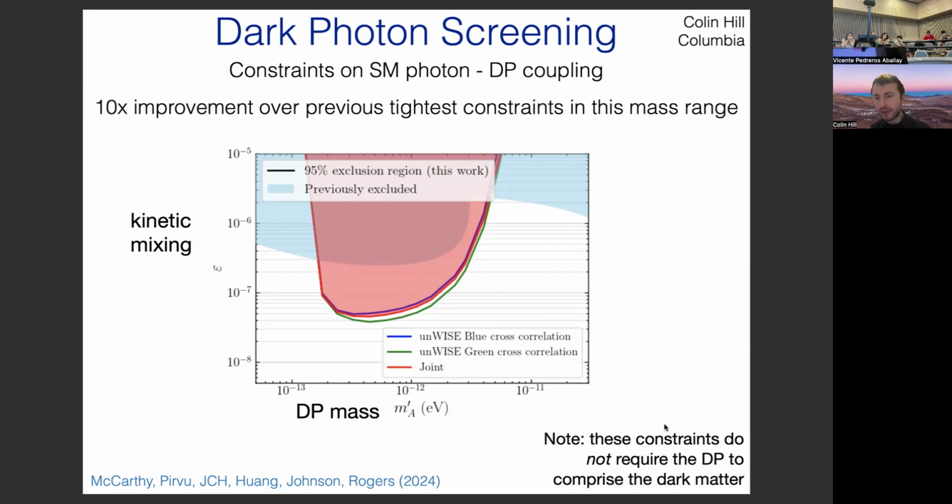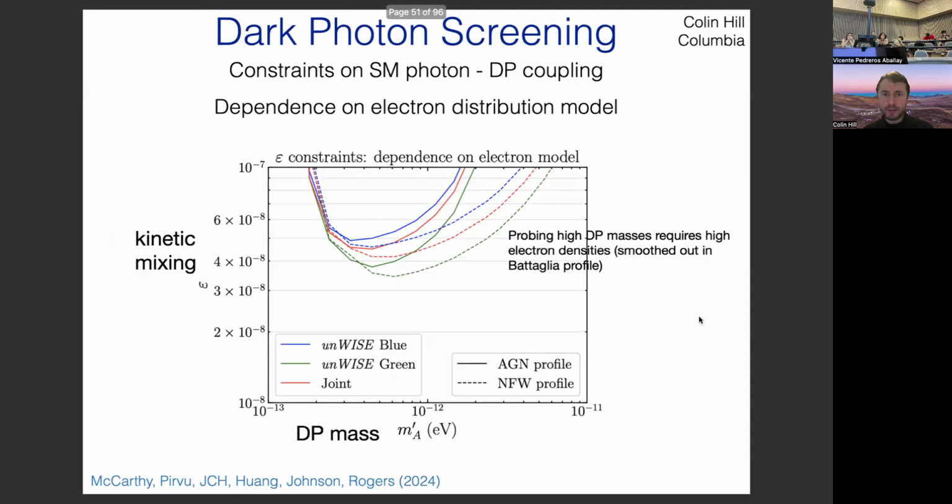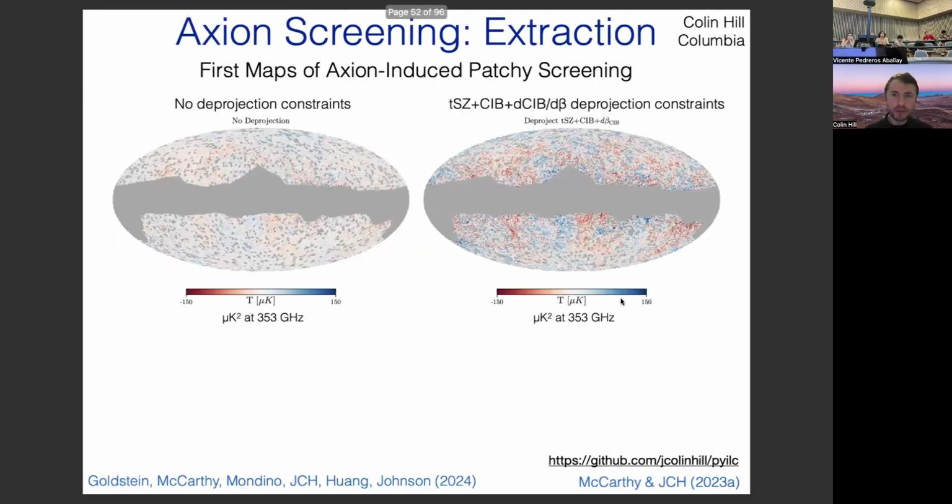One fun thing about these type of constraints that I want to emphasize is that these don't require the dark photon to be the dark matter. The only thing we rely on is that this term exists in the Lagrangian. The dark photon doesn't even have to be cosmologically stable necessarily. Let me maybe skip this in the interest of time, but of course we have to know something about the electron density profile of the halos in order to derive these constraints. For the most part, we're not too sensitive, but if you assume a different model for the electron distribution, you get a slightly different constraint.